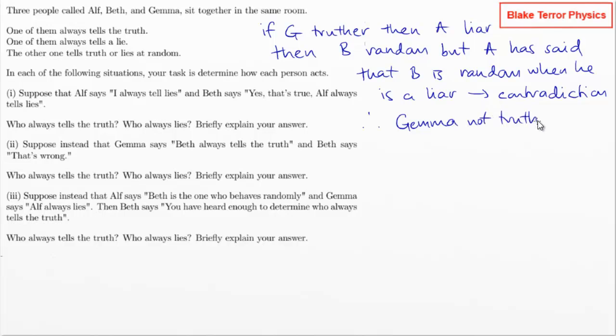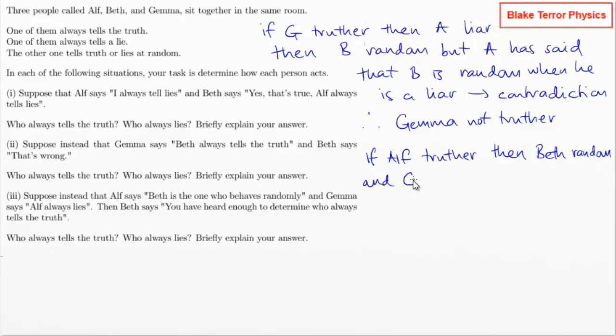Right, okay, so that's a start. So one of the other two is going to be a truther. So let's try out on these then. So let's say if Alf is our truther, then what does that mean? That means that we're going to have then Beth is behaving at random. Beth is random because Alf is telling the truth about that.